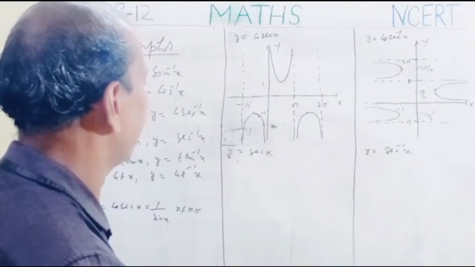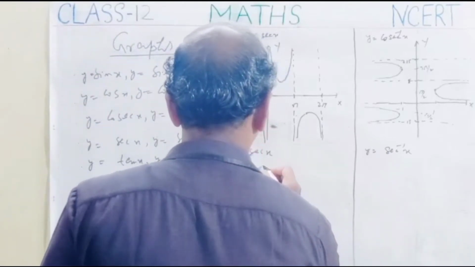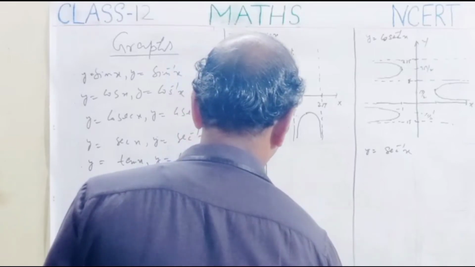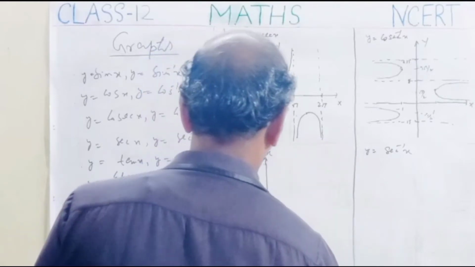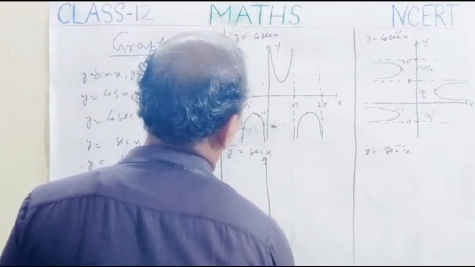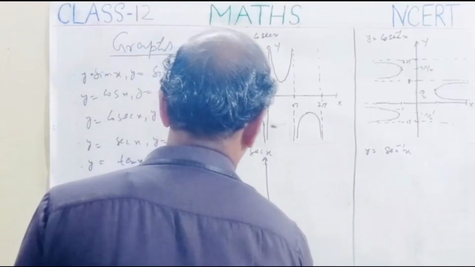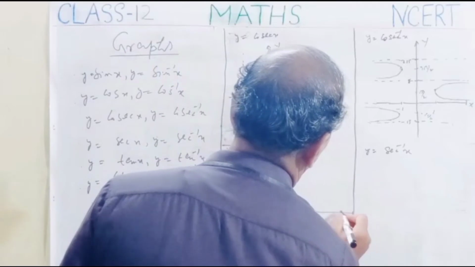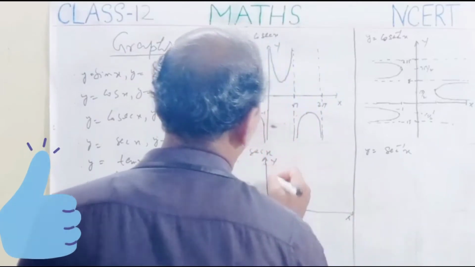So for the case of the sec x, what will be there? Suppose I am taking the coordinate axis. This is the coordinate axis. Suppose this is the x-axis, and this axis is the y-axis.